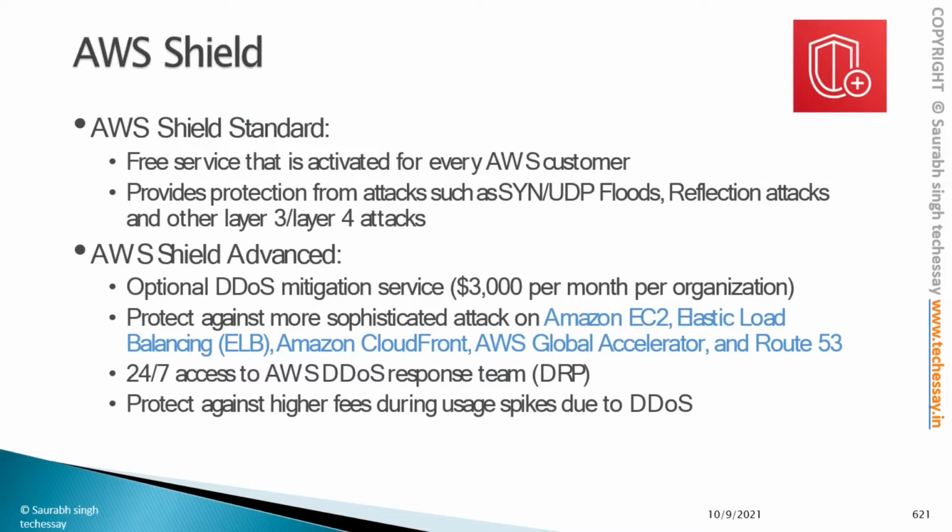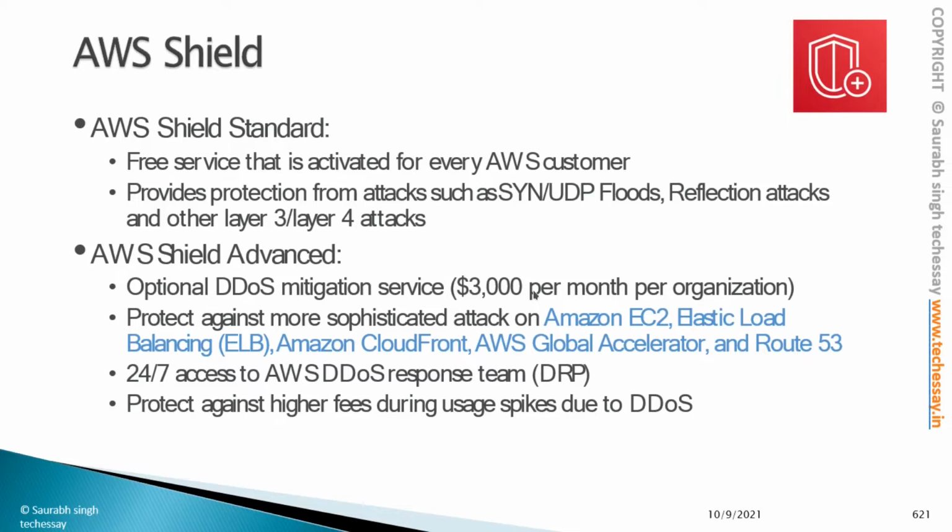Let's talk about AWS Shield. So basically AWS Shield Standard is a free service that is activated for every AWS customer, and this provides protection from attacks such as SYN and UDP floods, reflection attacks, and other layer 3 and layer 4 attacks. So when we talk about AWS Shield Standard, basically Advanced, sorry for that. And then here we have an optional DDoS mitigation service.